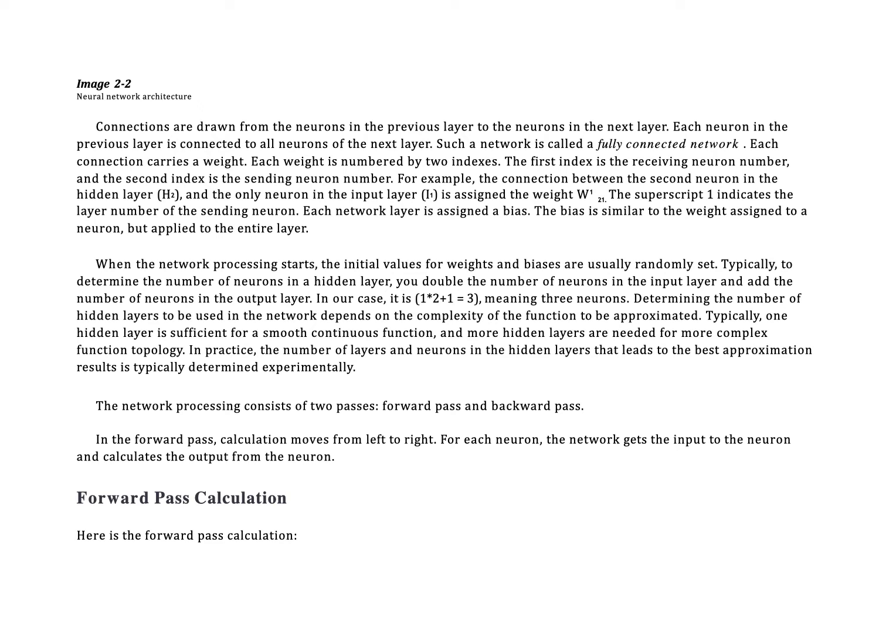The network processing consists of 2 passes, forward pass and backward pass. In the forward pass, calculation moves from left to right. For each neuron, the network gets the input to the neuron and calculates the output from the neuron. Forward pass calculation. Here is the forward pass calculation.